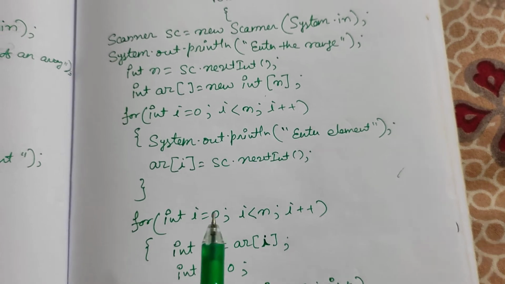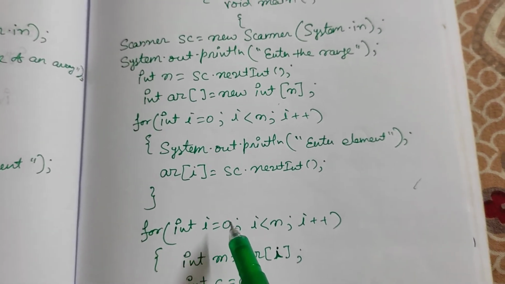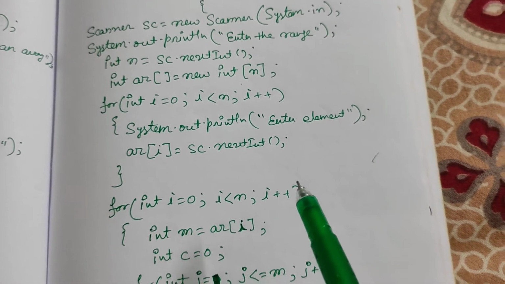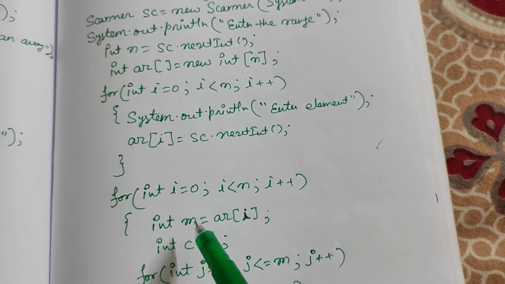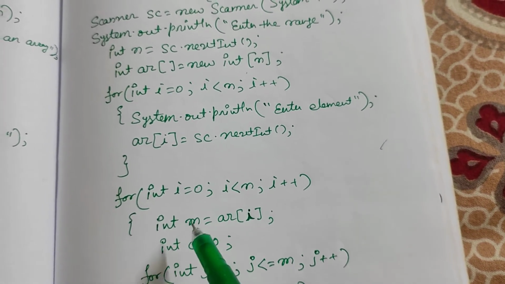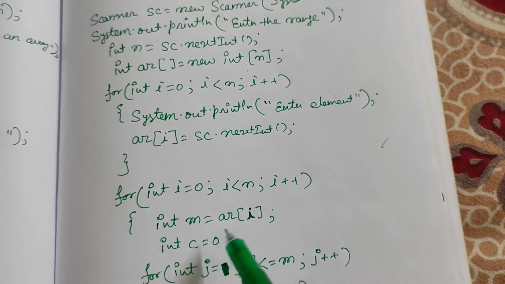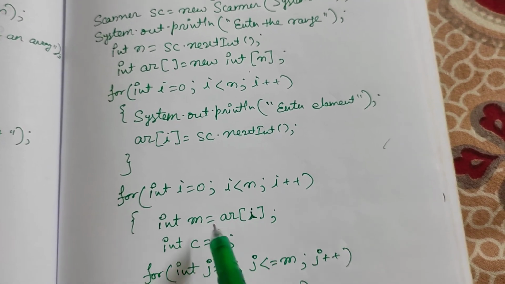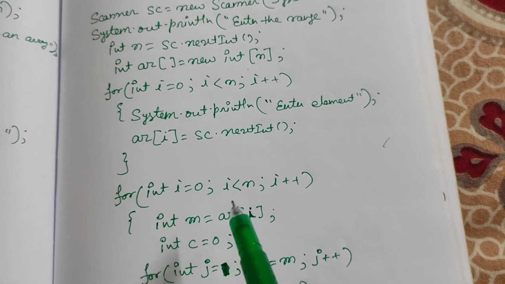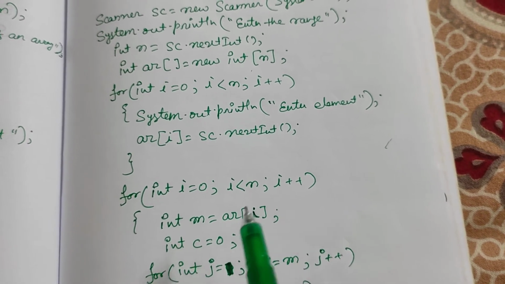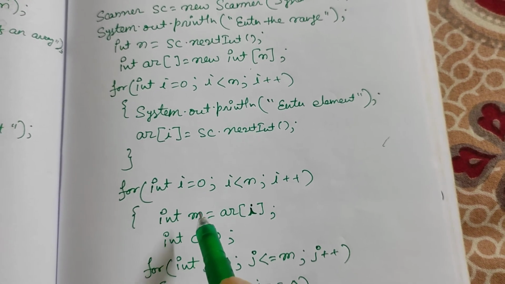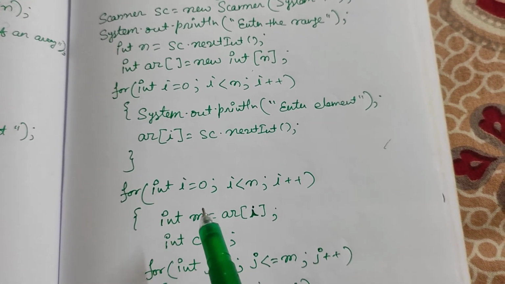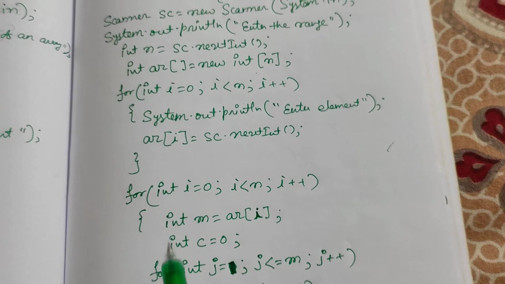Afterwards we will start the loop again, i = 0; i < n; i++. Now this ar[i] I am storing in another variable, suppose m. So every time the value of m will be a new number, that is ar[0], ar[1], ar[2], all the elements of the array will be stored in m one by one. Then we will check whether this m is prime or not. If it is prime we will print, otherwise we will not print.